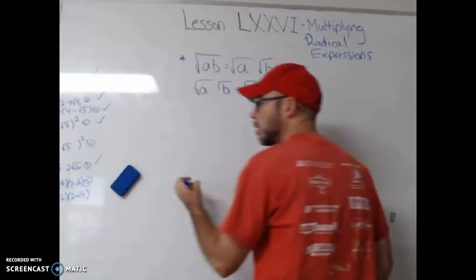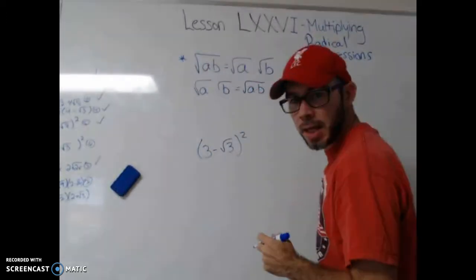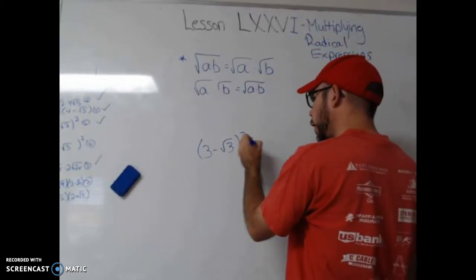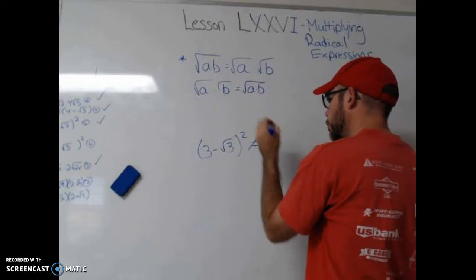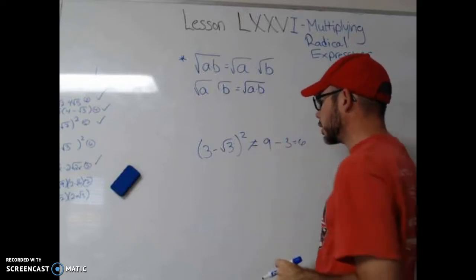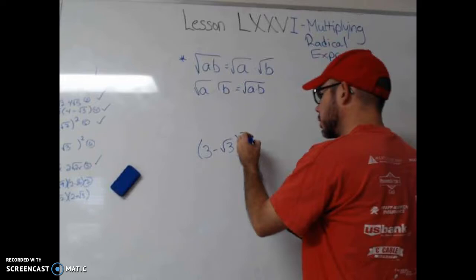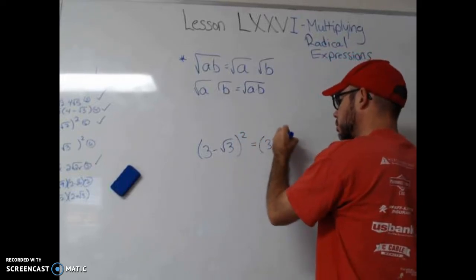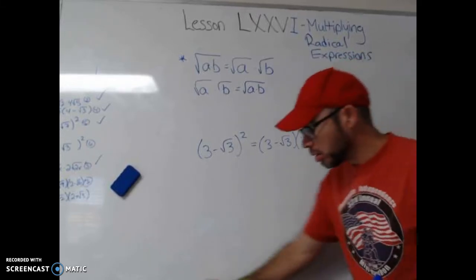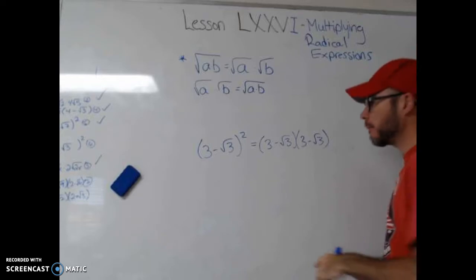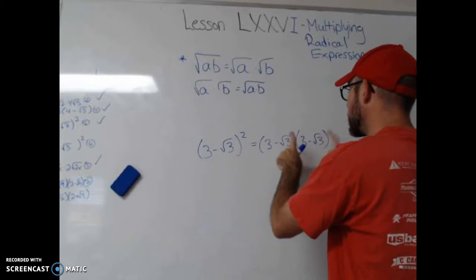All right, here's one that you would tend to mess up on. I see on Algebra 2 tests where people are like, well, that is 9 minus square root of 3 squared, which is 3, so that's 6. And I go, no! It's not that. This is everything in parentheses times itself. And this turns into a foiling problem. We go first, outside, inside, last.